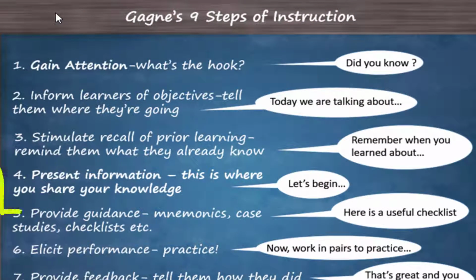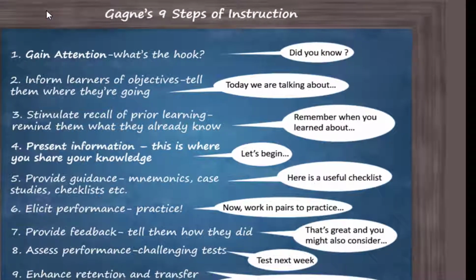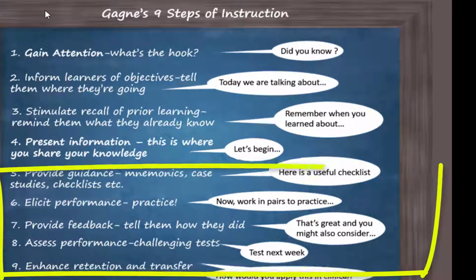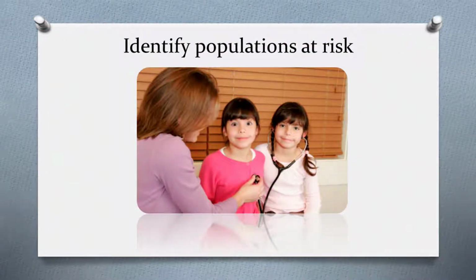The fourth step is to present your information. This is where you include your content, and this is where it's important to implement the remaining steps of Gagne's principles. Otherwise, your presentation can become just a big information dump.